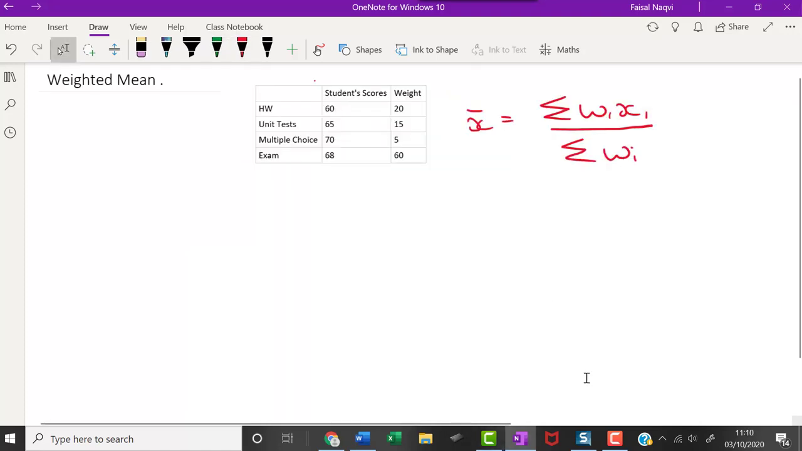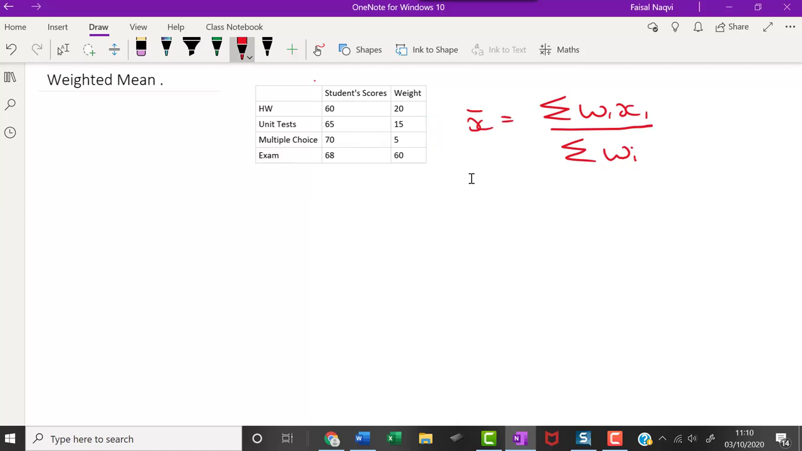Okay, in this example here, we have some student scores. We have the student scores for homework, unit tests, multiple choice, and the final exams. But we also have the level of importance given by the teacher. So the homework has a weighting of 20. The unit tests are not as important as the homework, but they're still important. They have a weighting of 15. The multiple choice questions have the least level of importance, so they've only got a weighting of 5. And the final exam has the most importance, so that has a weighting of 60.